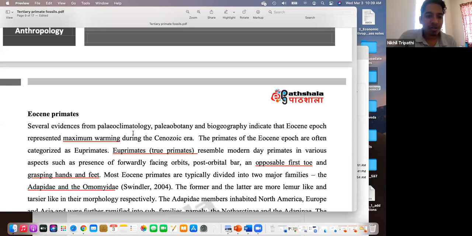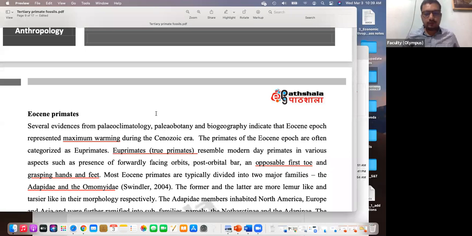Primates are also mammals, right? But I'm talking about not the order of primates. Primates are more specialized mammals, right? We belong to Mammalia, more specialized. So whether the order of primates has started or not is a question. We don't have enough evidence to say. So next, Eocene.